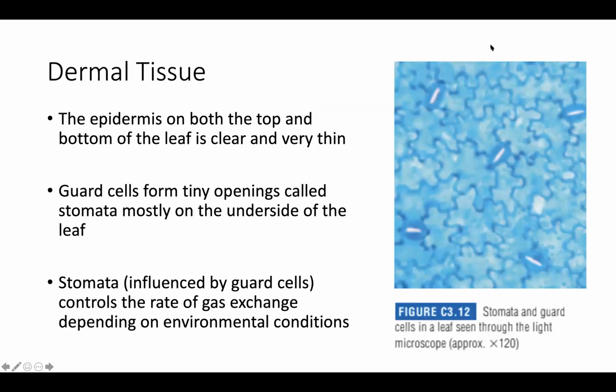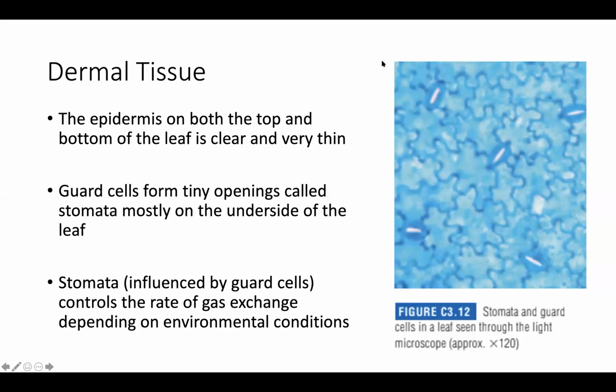Just a refresher here, we've talked about the 3 types of tissue. Remember, we have ground tissue, dermal tissue, and vascular tissue. Those are going to be the 3 main types of tissue for plant cells. The dermal tissue in particular is the epidermis on the top and the bottom of the leaf. This is clear and very thin, again to maximize light transmission, so again, to maximize photosynthesis. The epidermis is present though to prevent water loss within the leaf, okay?